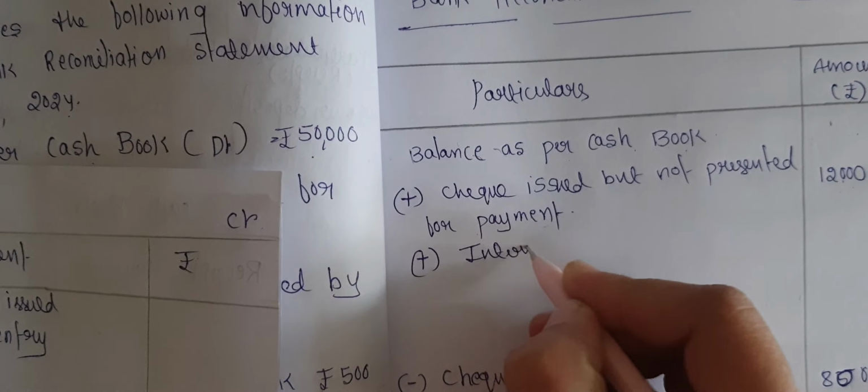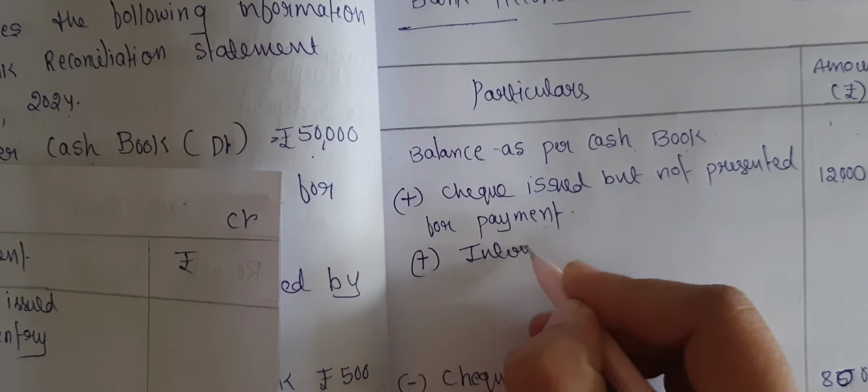Last transaction. A check of rupees 3000 was deposited but was dishonored by the bank. It means what? First, a check of rupees 3000 was deposited, so the business immediately recorded this deposit in the cash book, but it was dishonored by the bank. Dishonored means the bank refuses to process the check due to certain reasons. As a result, the amount is not credited to the depositor's account.